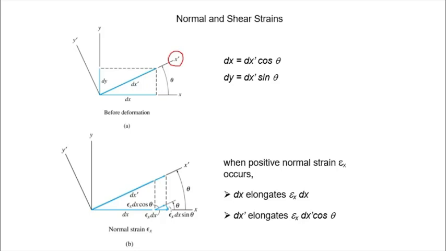Now, let's say we have a normal strain, strain x. The strain will cause an elongation, and that elongation is strain x dx. That elongation has two components, one in the x prime direction and the other in the y prime direction. In the x prime direction, the length of that elongation is strain x dx cos theta, and in the y prime direction it is strain x dx sine theta.